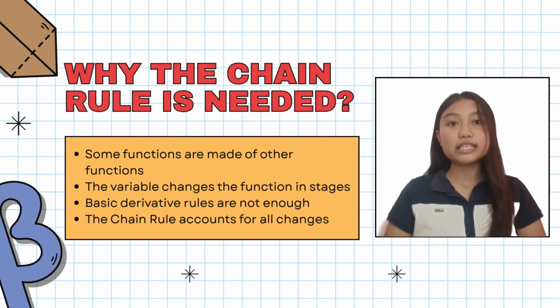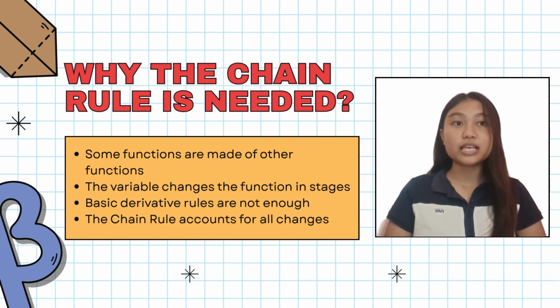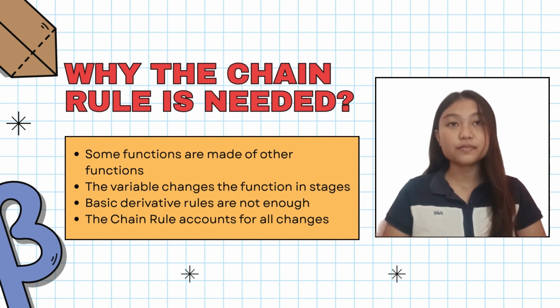Why is the chain rule needed? Not all functions are simple. Some functions involve multiple operations, meaning the variable does not directly affect the function. Instead, it affects one part first, and that change affects the entire function. The chain rule is needed to correctly account for these changes when finding derivatives.